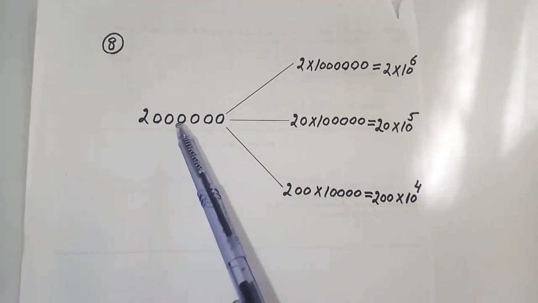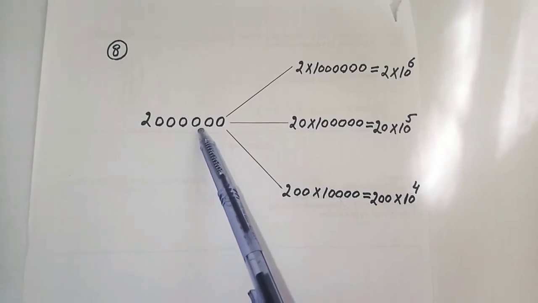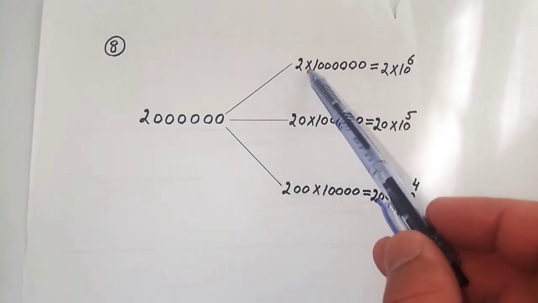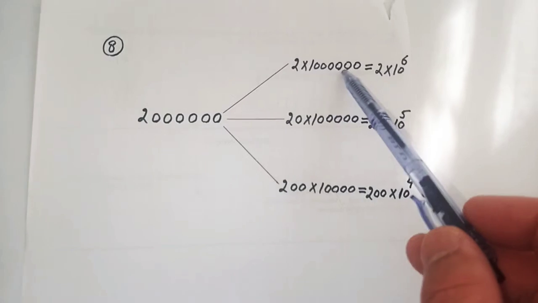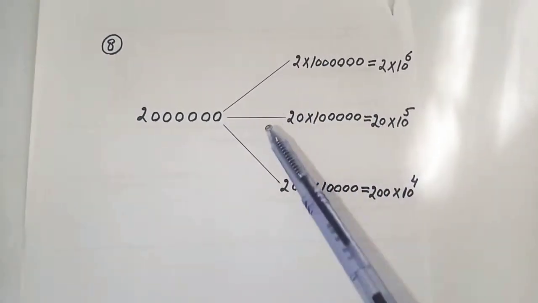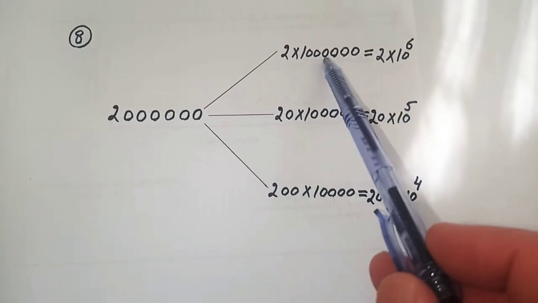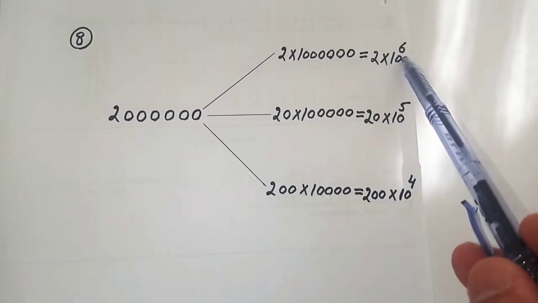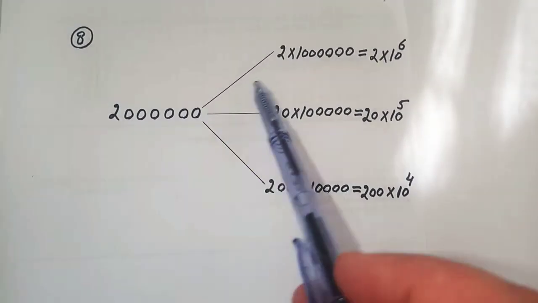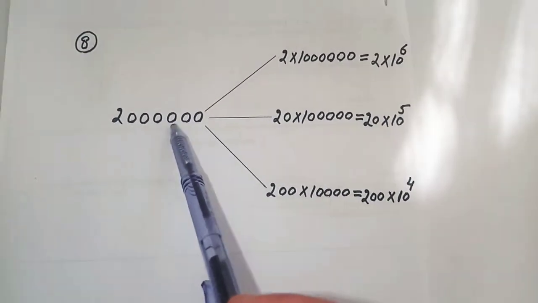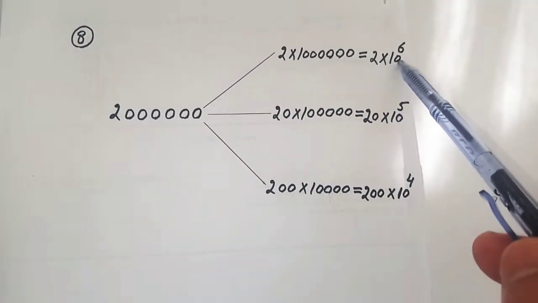Next point, this is a very big number. This can be written in this form: 2 into this very big number, 6 zeros. And then 2 is written here, and this number can be written as 10 power 6. This is one way of writing this number in this form. So this number can be written like this, 2 into 10 power 6.